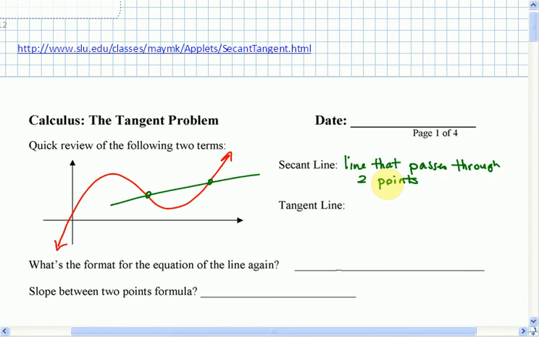And we've done stuff like that before. If I have 2 points, you should be able to find the equation of the line because you can find the slope and all that kind of stuff. Good old grade 10. Okay.